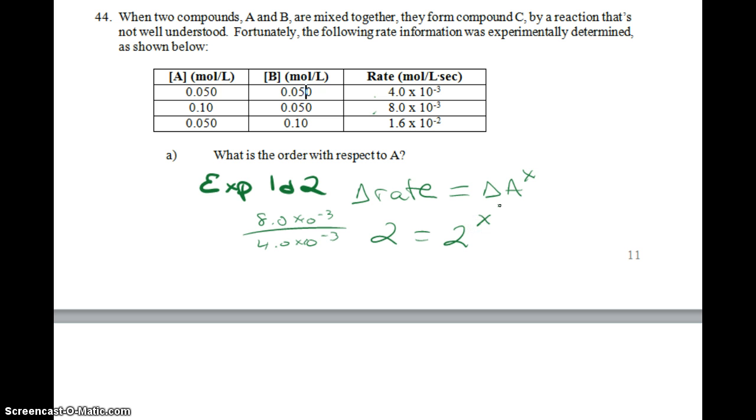And then we're going to raise that to the x. So now we have to ask ourselves, 2 to what power equals 2? Well, in this case, x is going to equal 1, because remember, any number raised to the first power is just equal to itself. So the order with respect to A is going to be first order, where x equals 1.